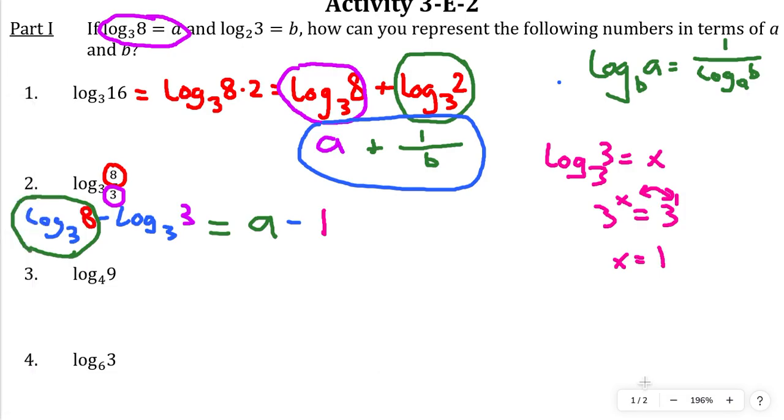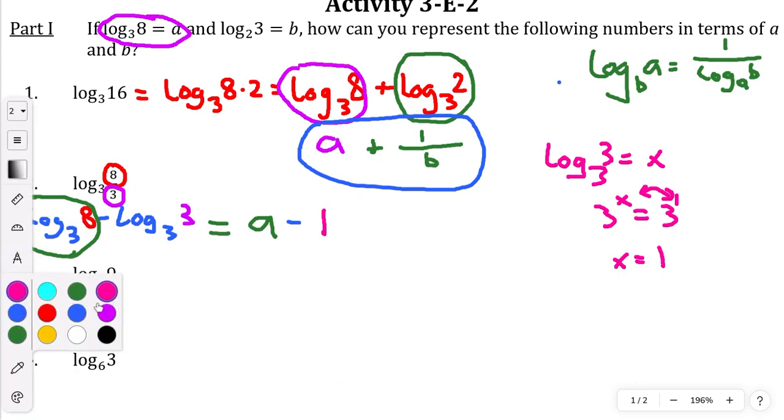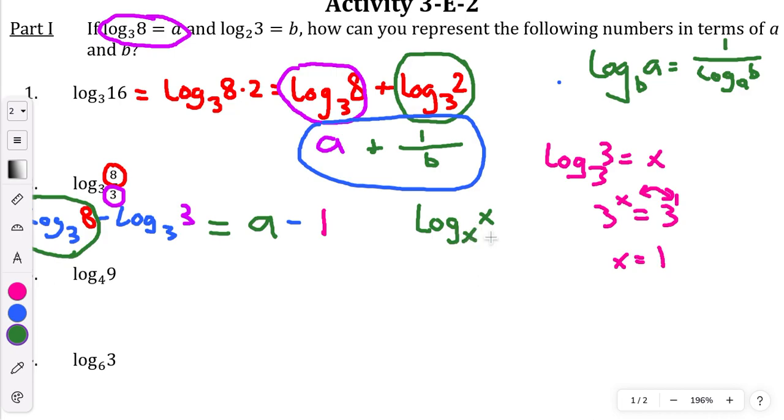Does that apply to all of them? Yes, good question. So the question was, does this apply to all of them? And the answer is yes. So if you have log of x base x, this is going to be 1. I don't know why I used x instead of a. It just came over me. I guess I didn't want it to be confused with the letters from the problem.